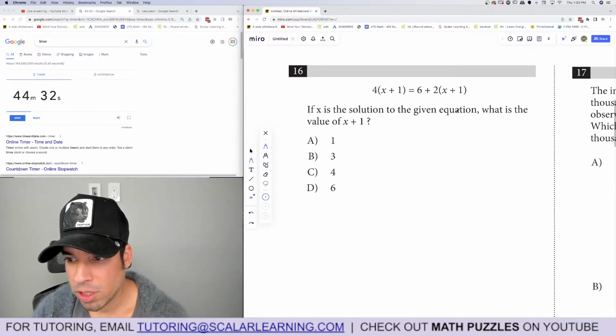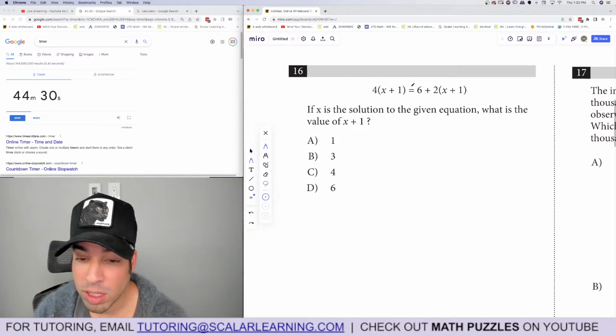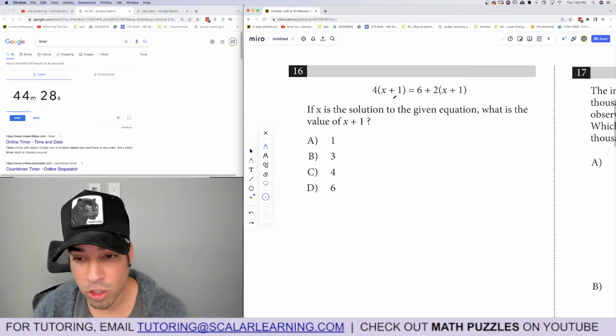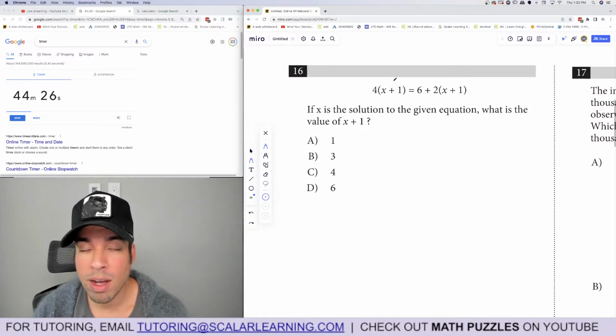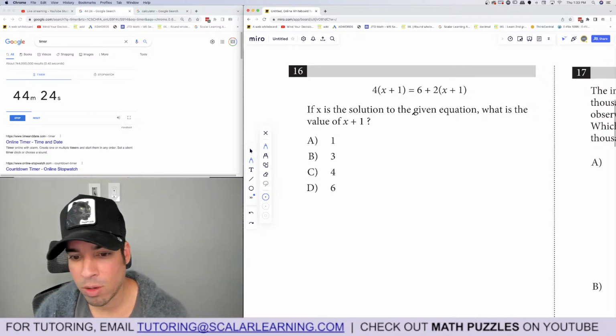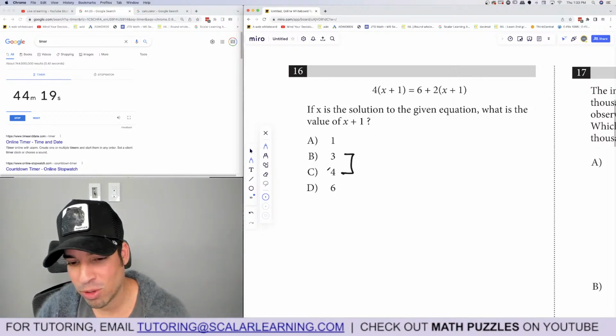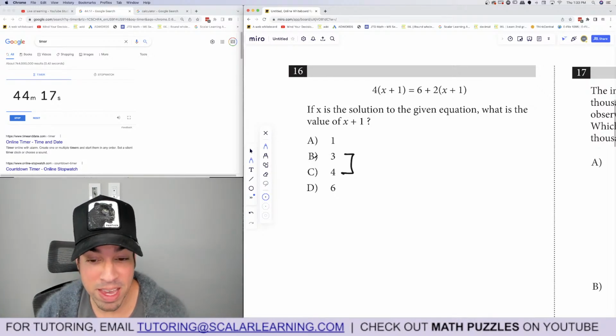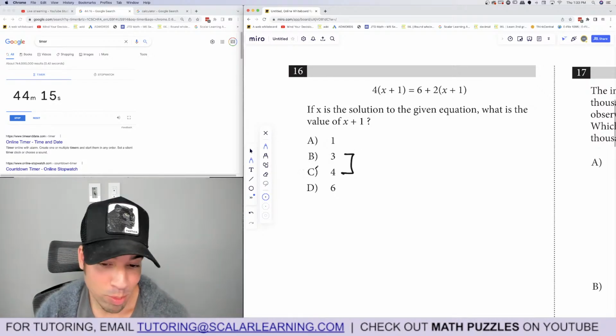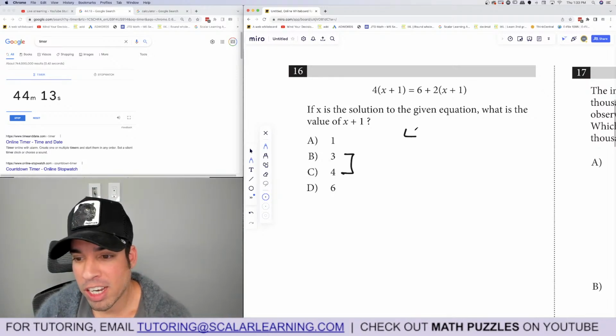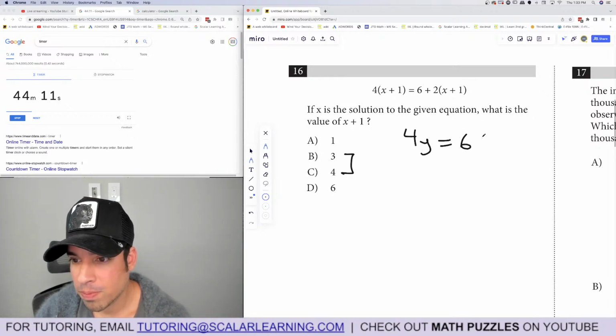If x is the solution to the given equation, what is the value of x plus 1? So they don't want you to solve for x. They want you to solve for x plus 1. So I am not going to solve for x and then add 1 because I might forget. And I bet you your answer is 4. I can just already tell because 3 might be x. It's probably 4, but I'm just going to change x plus 1 to y, much easier.